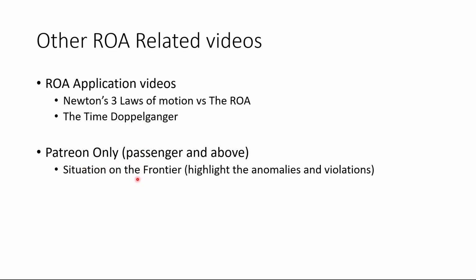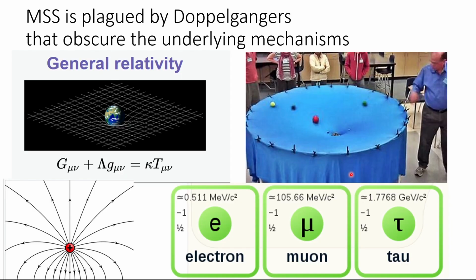And then for Patreon only, I'm going to give you the situation at the frontier, and I'm going to go over the 9 anomalies and 3 violations and all the items that we have as violated. It's only going to be for Patreon members, so I hope you enjoy that.